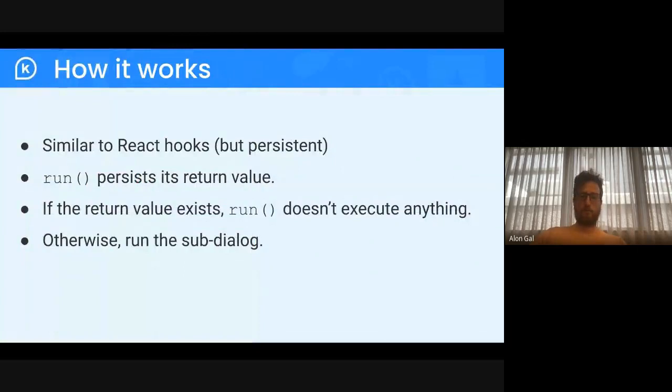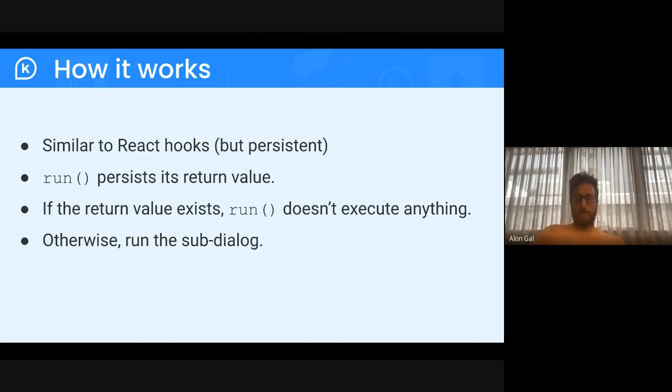So let's start with how it works. I'll start with saying it's similar to React hooks. If you know about React hooks, then you can maybe see the similarity. If you don't, you can completely ignore this line. It doesn't matter. The basic idea is that each call to run persists the return value, meaning that after I call a function that's inside run, whatever it returns, I keep it in the database.